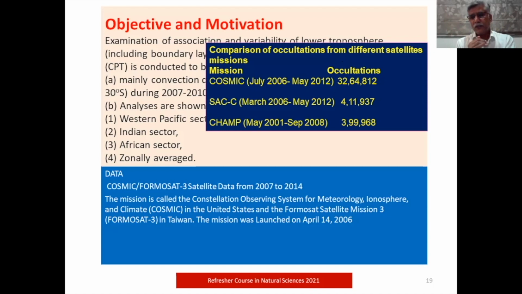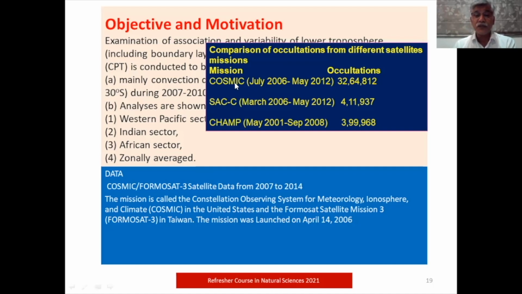But in this process, what is happening? It passes through this atmosphere, and then there is a bending. Bending is happening because of refractive index changes, and you could observe the entire atmosphere. And I will show you some examples.